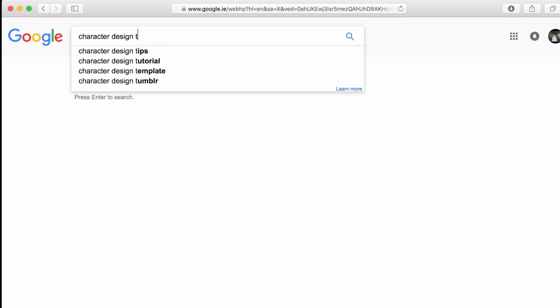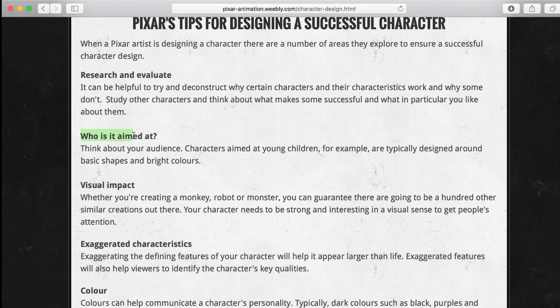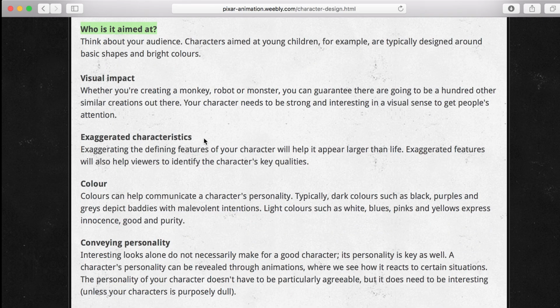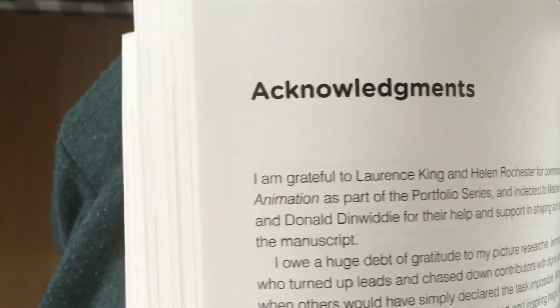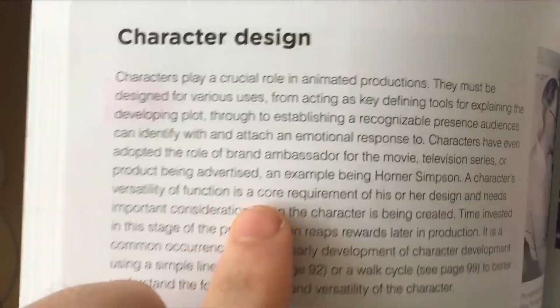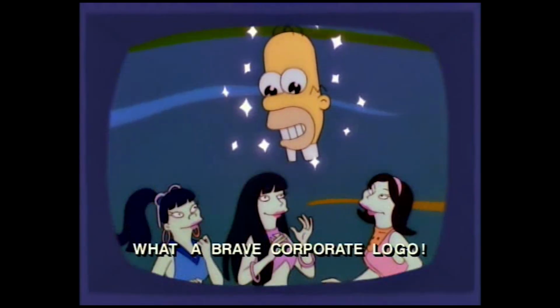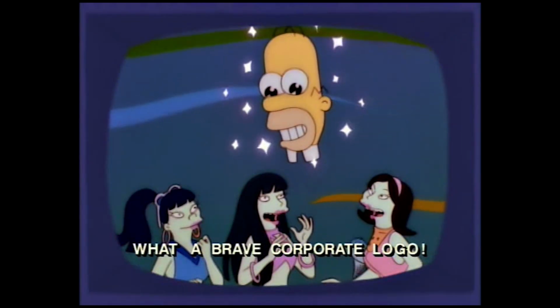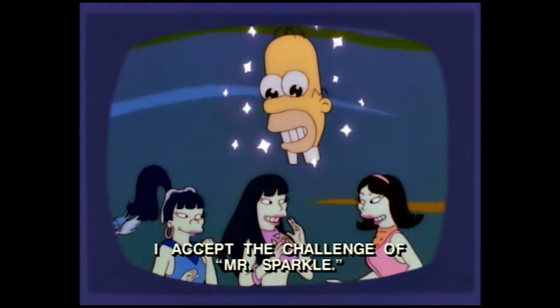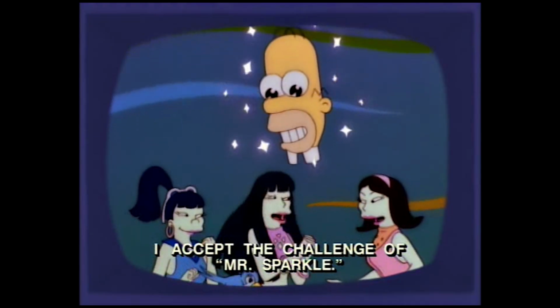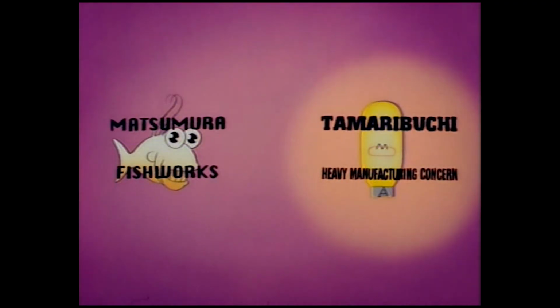If we look at a list of essential considerations when designing a character, points such as thinking about who it's aimed at and ensuring to use exaggerated characteristics cross every list. But more recently, these tips include acknowledging that your character will be a brand ambassador. They highlight the idea that your character will become the face of your product, and because of this it needs to be a striking, marketable design.